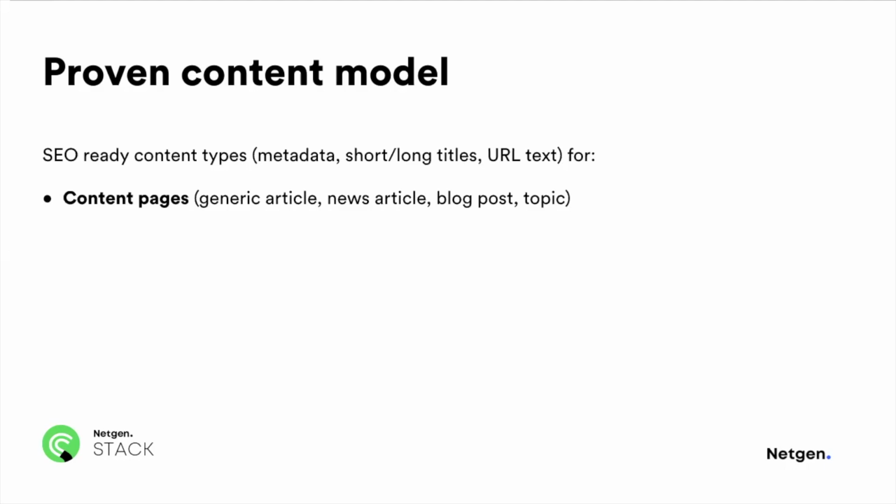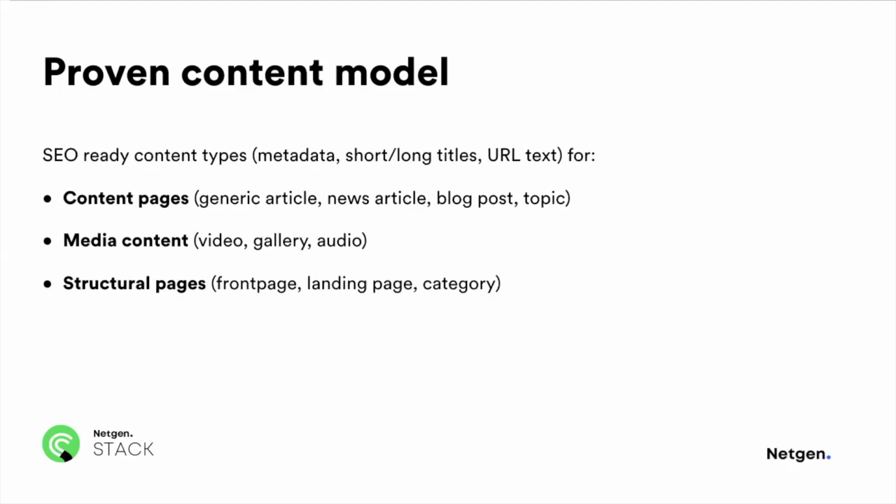So they have fields for metadata, short and long titles, URL texts, also Open Graph images and things like that. We have five kinds of content types. Generic articles, news articles, blog posts, topics, these are all content pages or used for content pages. We also have media content, which is videos, galleries, audios. Then structural pages like front pages, landing pages, category pages.